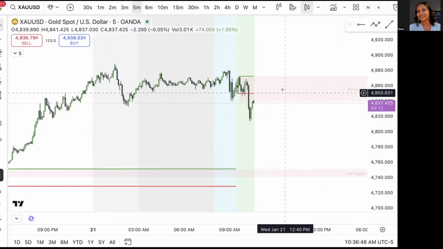And so we can see that the ORB stopped here. So what we'll do is wait for a retest back into this area near this red line.